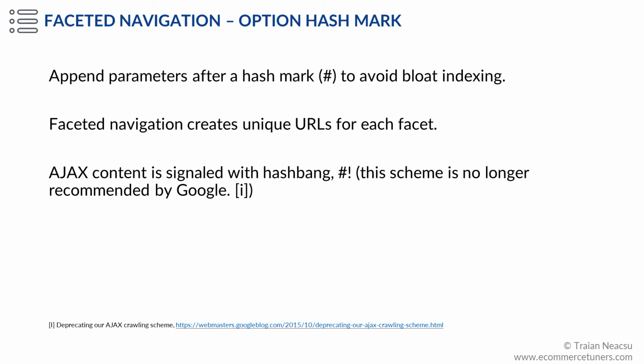One other option for controlling faceted navigation is the use of hash marks. You can append parameters after a hash mark to avoid the indexing of faceted URLs. This means that you can let faceted navigation create URLs for every possible combination of filters. As a note, remember that Ajax content is signaled with hashbang, however, this scheme is no longer recommended by Google.